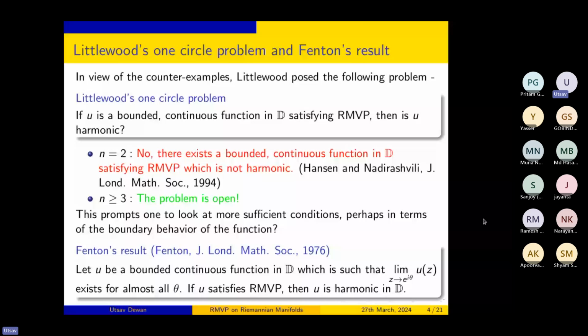Firstly, we would like to see it in the most general setting of bounded domains in a general Riemannian manifold.